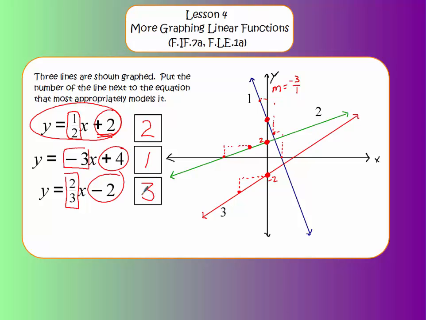So we just look at these equations and pick apart the pieces, okay? The things to remember are the slope. We have the form y equals mx plus b, where the m is the slope and the b is the y-intercept.